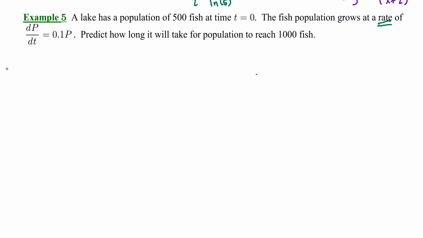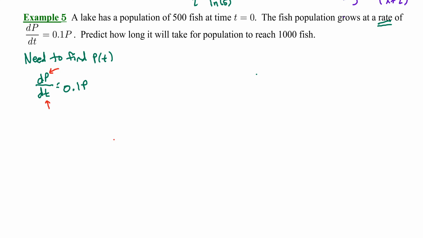Well, to answer that question, we need to find p of t, our population function. So we're going to solve this differential equation. dp over dt equals 0.1p. Now, one important thing to point out here that we can obtain from this Leibniz notation is that the independent variable is t and the dependent variable is p.